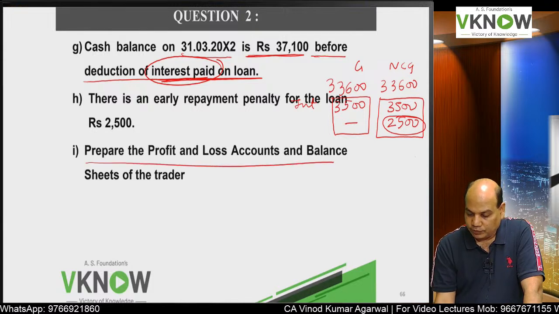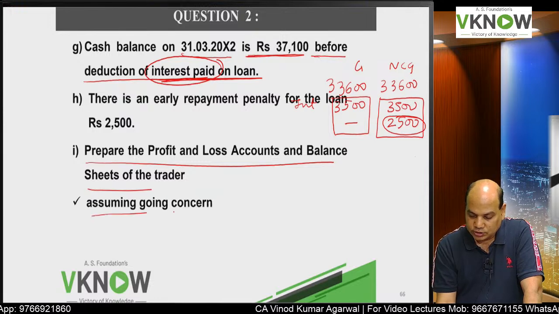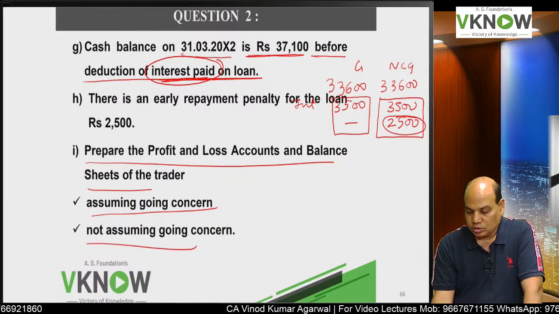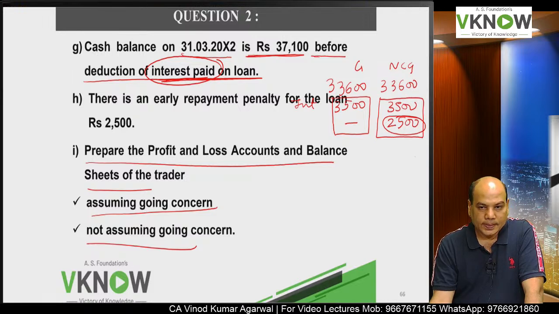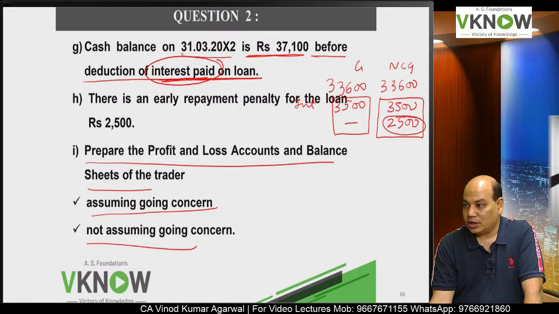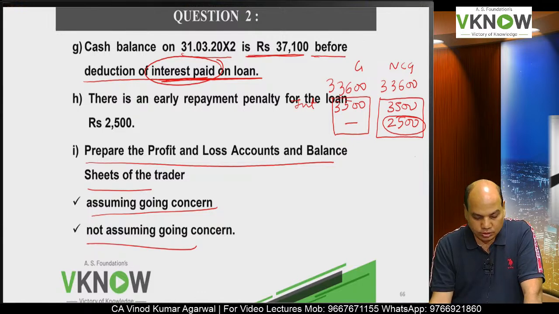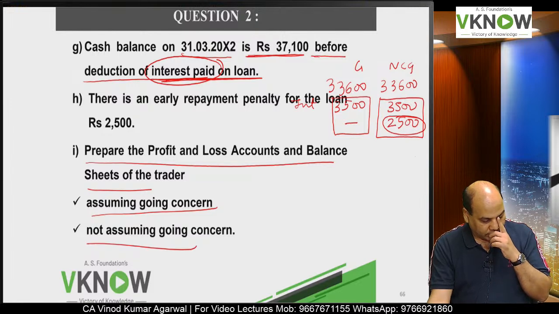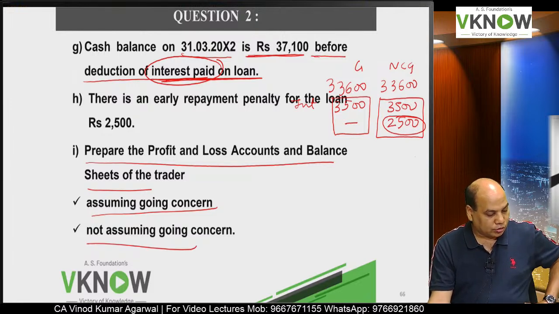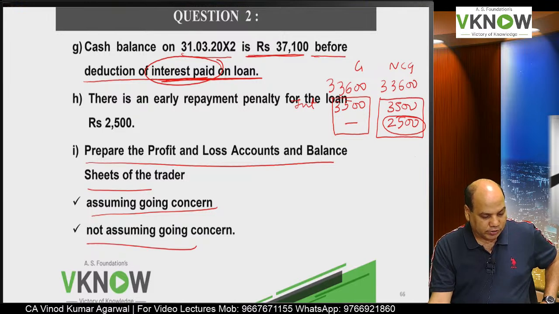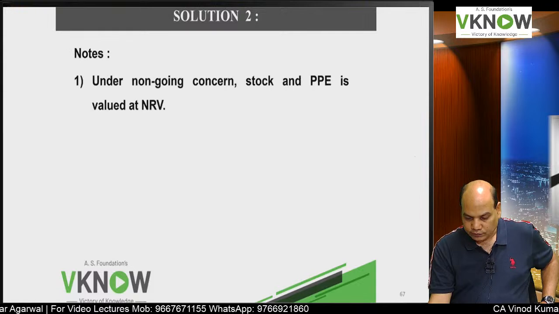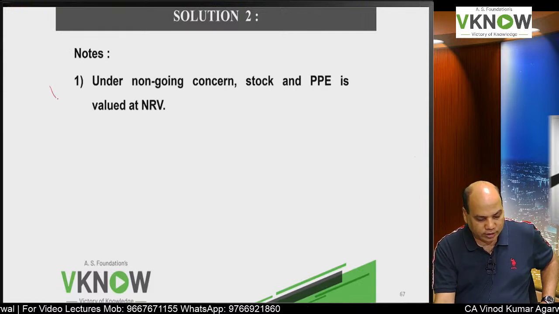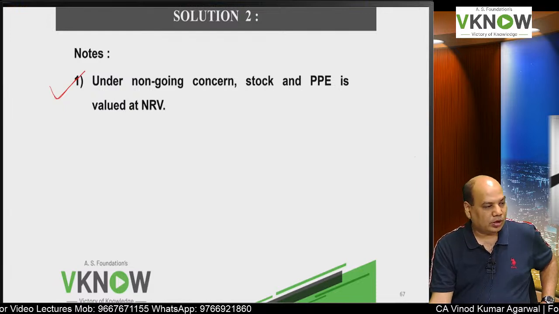Prepare the profit and loss and balance sheet of the trader assuming going and not assuming going concern. Good question for understanding how to prepare financial statement when it is not a going concern. Right, in your book I think I have given you the format. First format is SOPL, second is balance sheet, and there is a small working note for depreciation and amortization under non-going concern basis. So what I'll do, I'll first ask you to read the note given at the end of the answer so that you will understand.